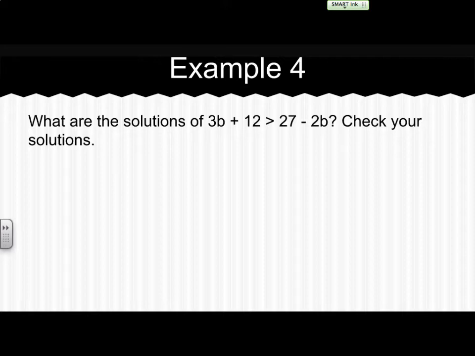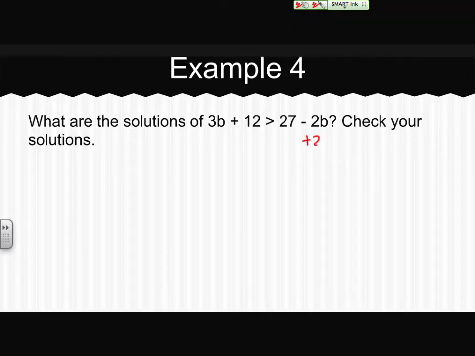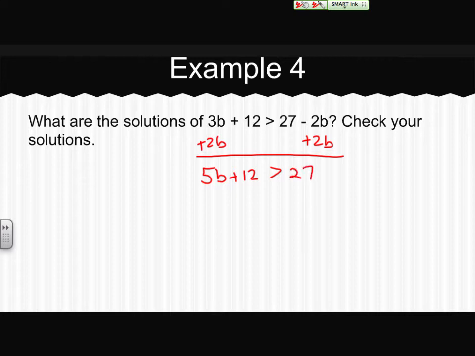So I'm going to move the negative 2b. So I'm going to add 2b to both sides. So I have 5b plus 12 is greater than 27. Okay, now I'm going to subtract 12 from both sides. And I have 5b is greater than 15. Then I'm going to divide both sides by 5. And I get b is greater than 3.